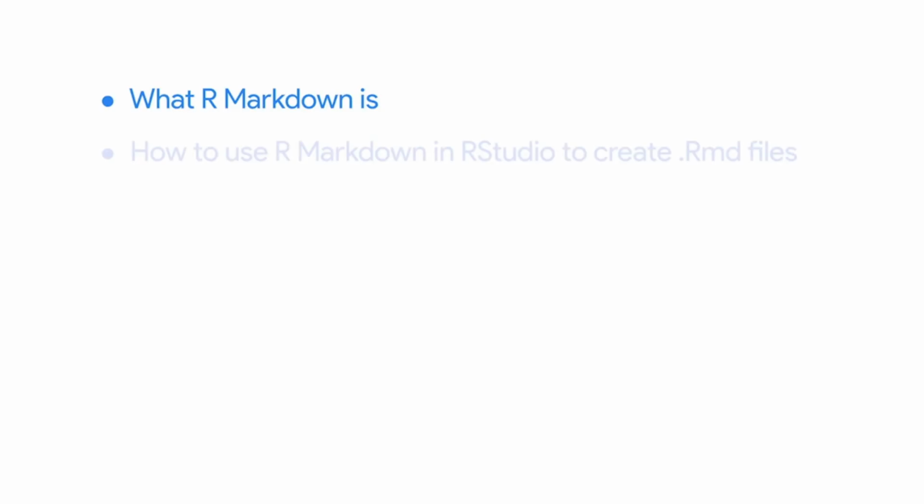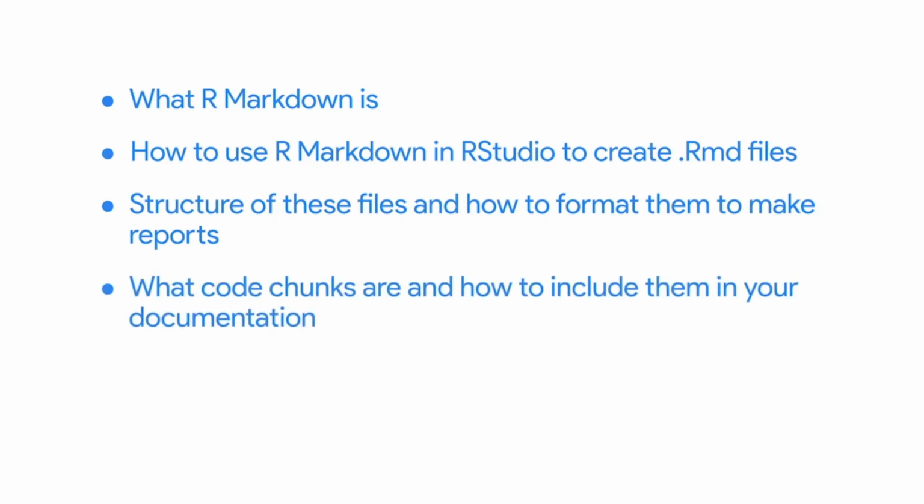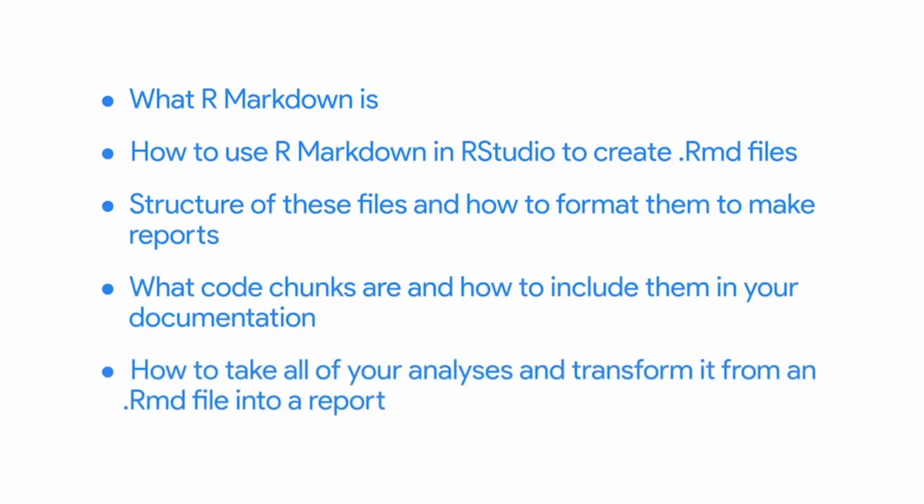We've now explored a big part of R Markdown and R documentation. We've explained what R Markdown is and how to use it in RStudio to create .rmd files. We've checked out the structure of these files and how you can format them to make reports. We've shown you what code chunks are and how to include them in your documentation. And we've shown you how to take all of that analysis, plus your explanation of that analysis, and transform it from a .rmd file into a report that you can use as a learning document or share with stakeholders. It's a great way to wrap up the data analytics process in R and RStudio.